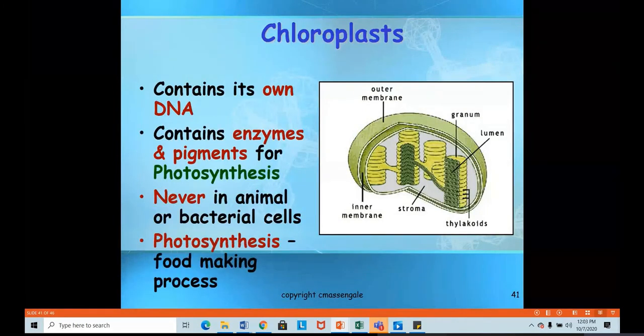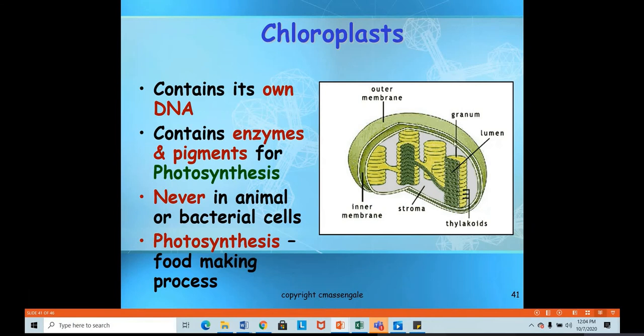This is how the structure of the chloroplast looks. The chloroplast contains its own DNA. The chloroplast also contains enzymes and pigments for photosynthesis. They are never present in animal or bacterial cells, and photosynthesis is a process in which food is made. In the chloroplast structure, you can see the grana and stroma. These stacked coin-like structures which you can see over here are the grana.